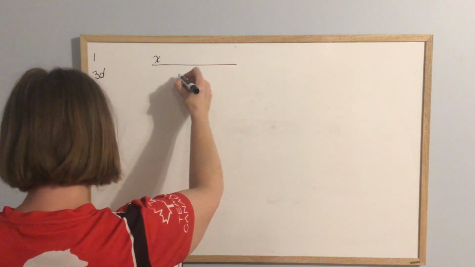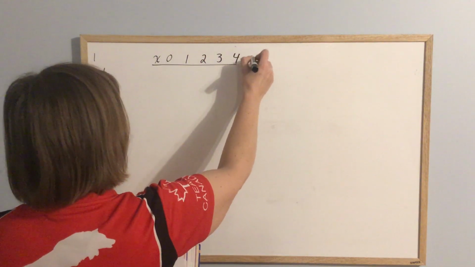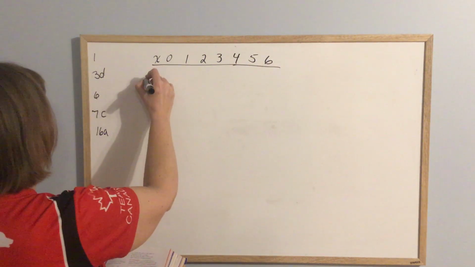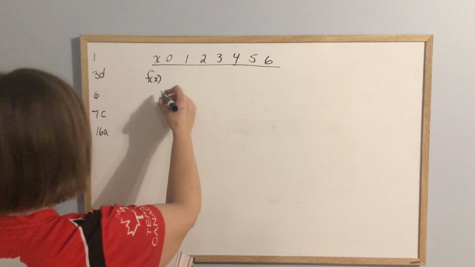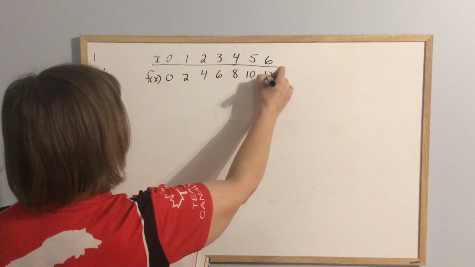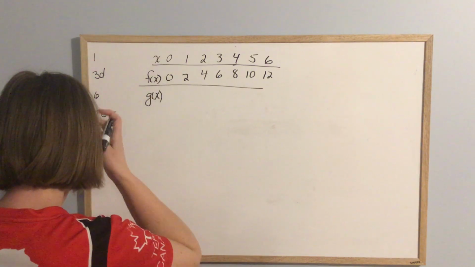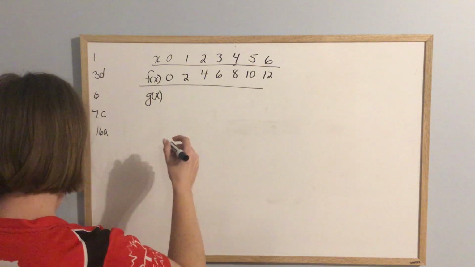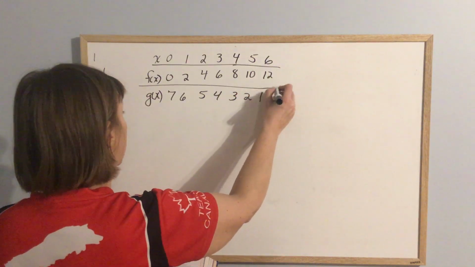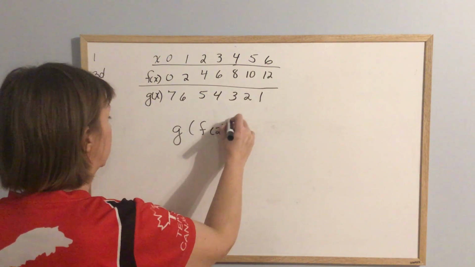Because they give you a table, and they give you x values 0, 1, 2, 3, 4, 5, 6. And then they give you f at x is 0, 2, 4, 6, 8, 10, and 12. And then they give you g at x is 7, 6, 5, 4, 3, 2, 1. And then, like in 1a, they ask for g at f at 2.